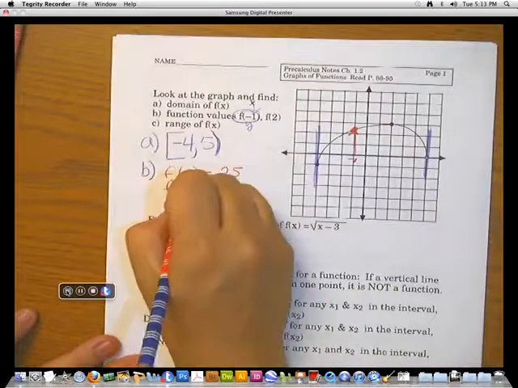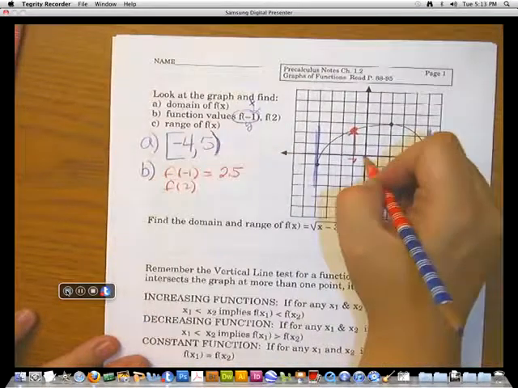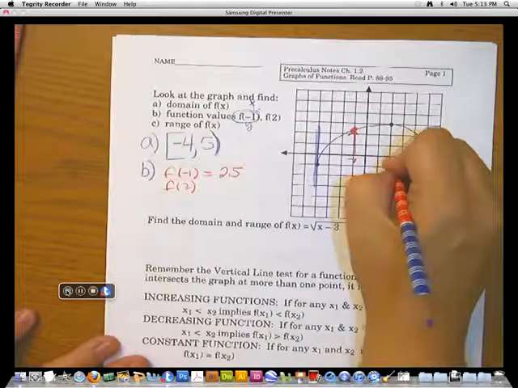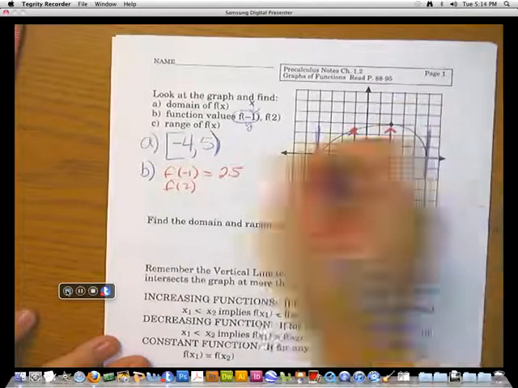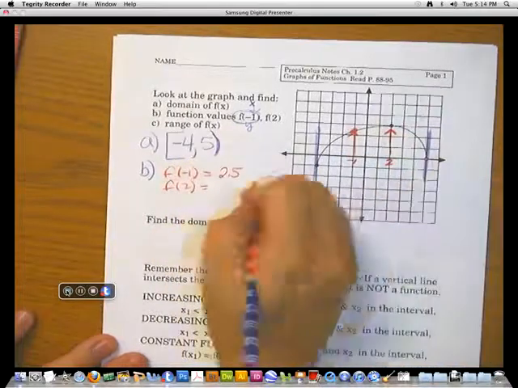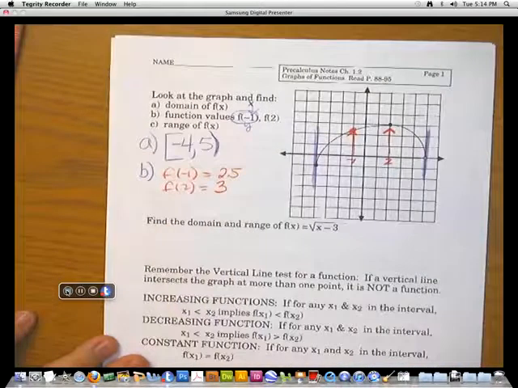So when I do f of 2, I come over here, when x is 2, here's 2. What is that y value? Well, that one's easier. It's right on the line. We say 3.